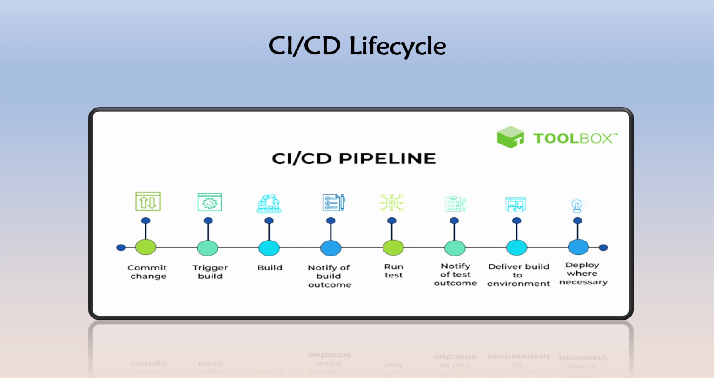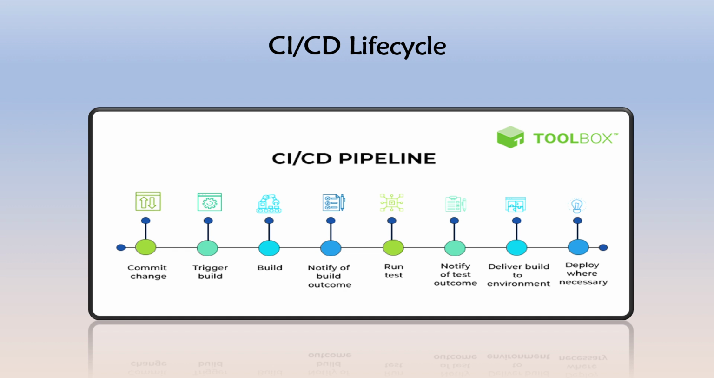Build. During the build stage, the code is compiled, dependencies are fetched, and the application is packaged into an executable or container image if you are using Docker. The build is essential to ensure that the changes integrate well with the existing code. Notify of build outcome. After the build process, the system sends a notification indicating whether the build was a success or a failure. This is crucial for developers to quickly identify any integration issues or build errors.